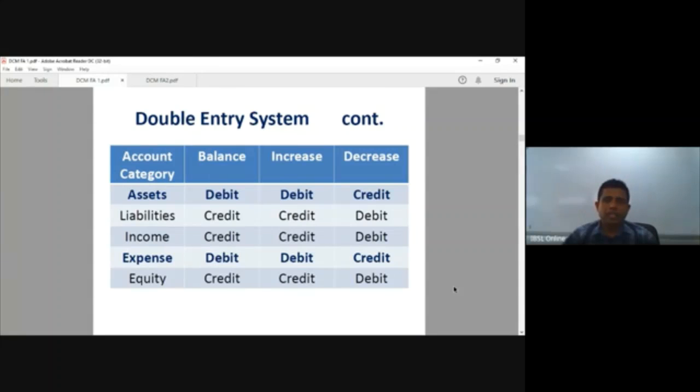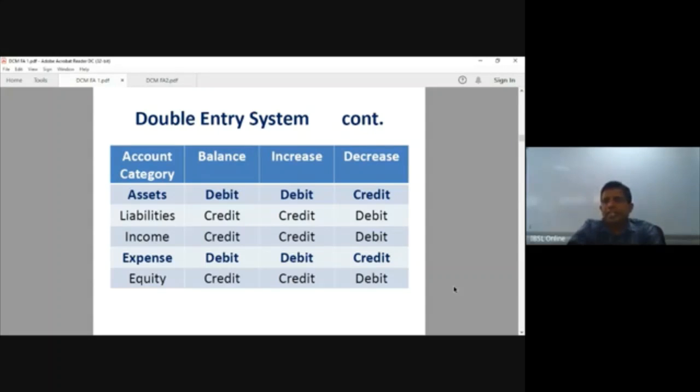You will be given a set of transactions where you have to know what has actually happened due to this transaction: whether an asset is increased, whether a liability is decreased, whether income increased, whether an expense is decreased, whether equity is involved. In order to know that, you have to know the characteristics and nature of these account categories.